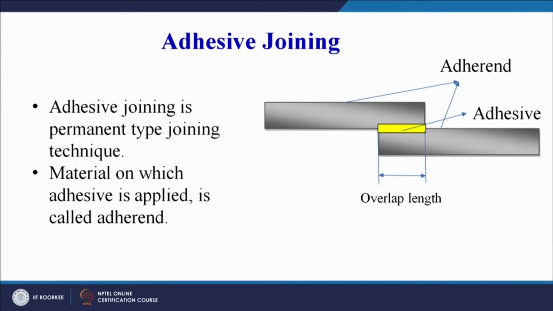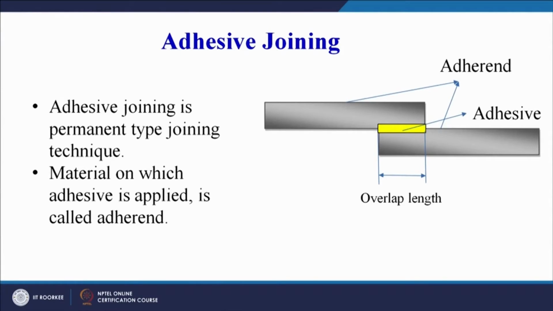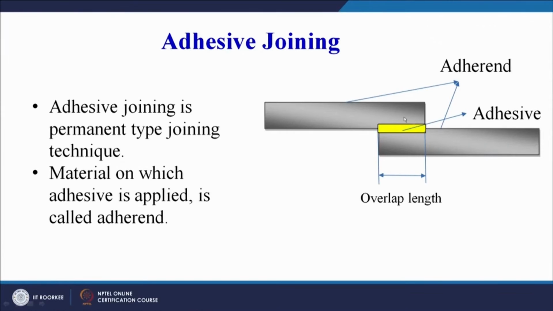So it is permanent, which means that once the joint has been made, you cannot disassemble it; you can only break the joint to get your two adherents back. The material on which adhesive is applied is called the adherent. So this is our adherent 1, adherent 2, and in between we have got the adhesive.